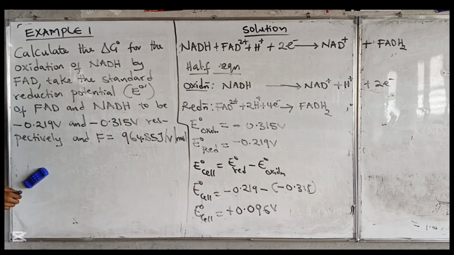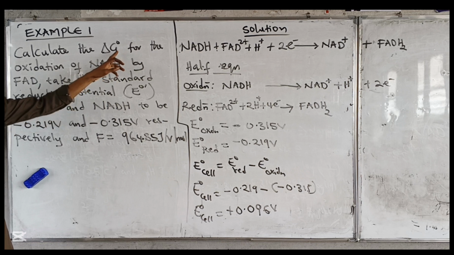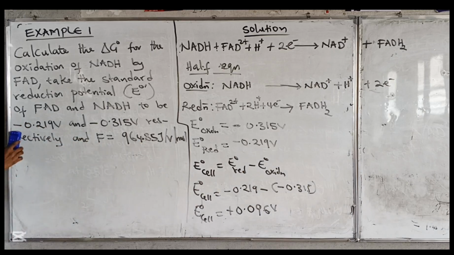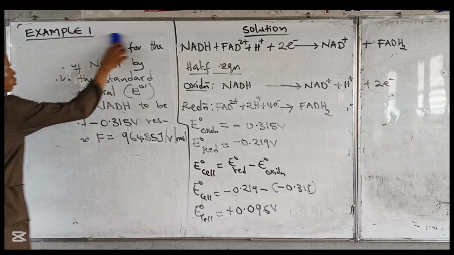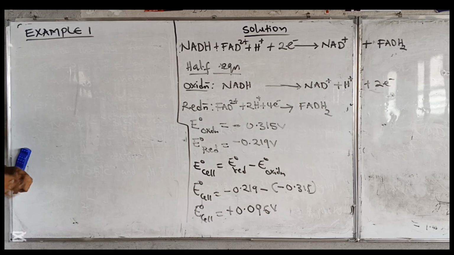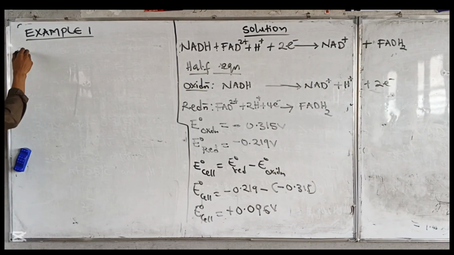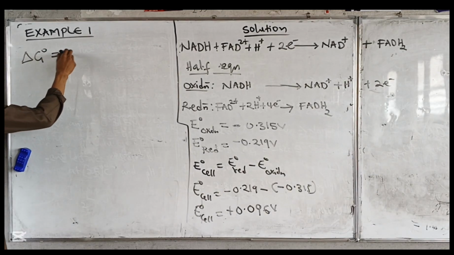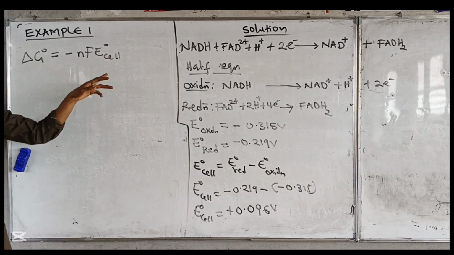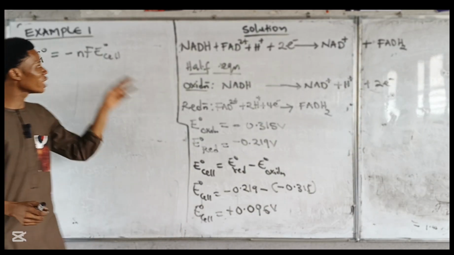But what were we asked to calculate? Delta G0, right? Is it not? We're asked to calculate delta G0 and we're given F as 96485, right? Now, what is the relationship between delta G0 and electrode potential? The relationship is delta G0 is equal to minus nFE0 cell. So you see why we were calculating E0 cell, because we need it here. So that was why we calculated E0 cell first, because we needed it.